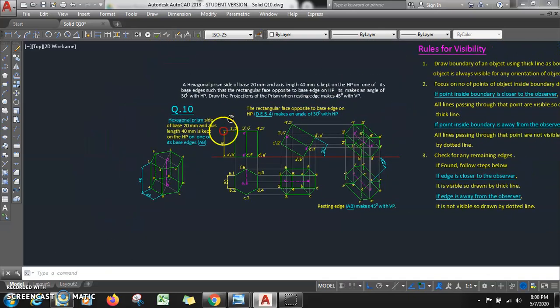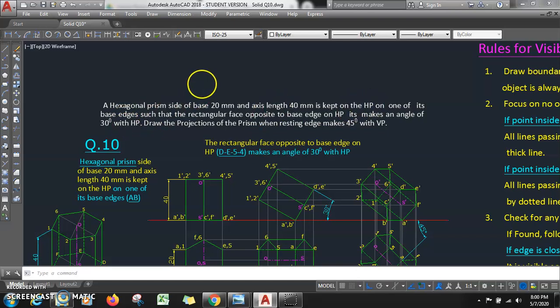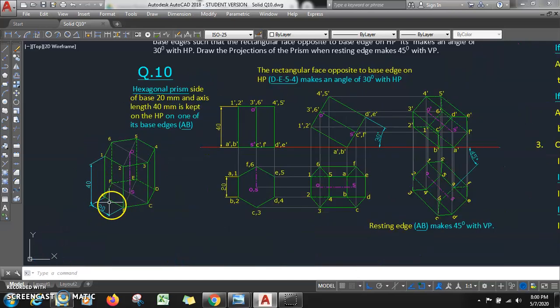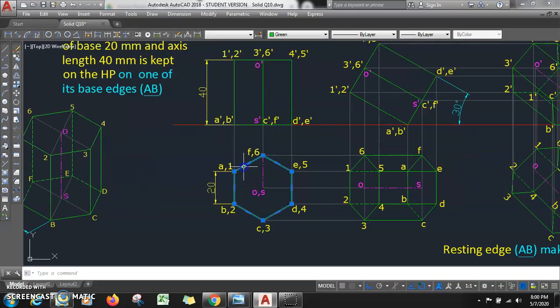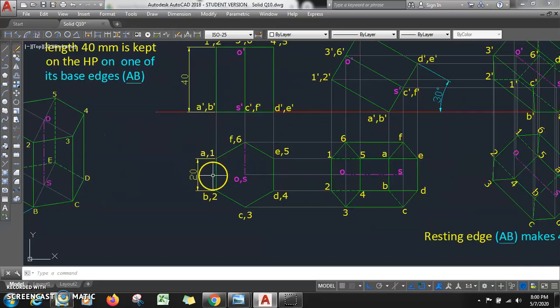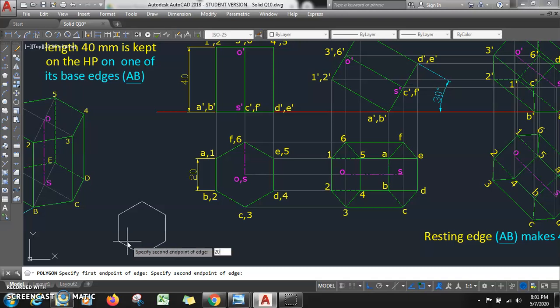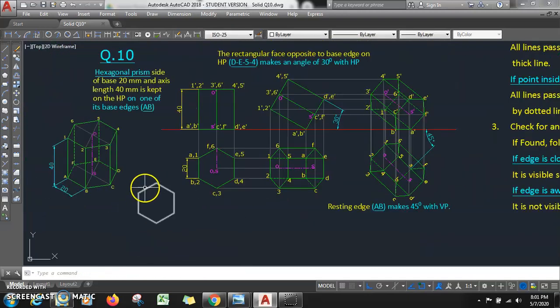What they have said is that this prism is resting on one of its base edges. As it is resting on an edge, the orientation of the object will be like this, so that on the front view there will be the resting edge AB. Let us assume that it is resting on edge AB. Now how to get the hexagon? You can go to polygon, number of sides will be 6. Then polygon by edge, put a first point and side equal to 20 mm. So this becomes your polygon.